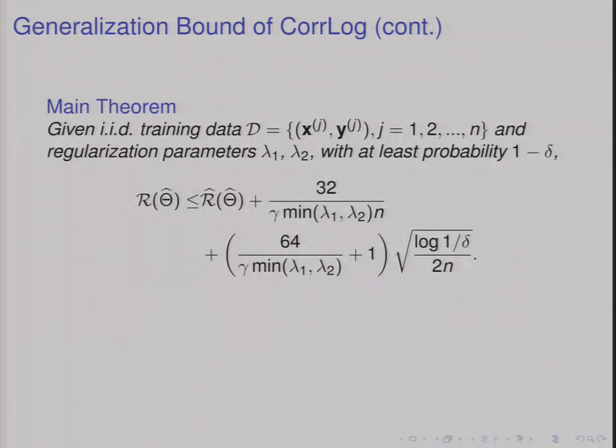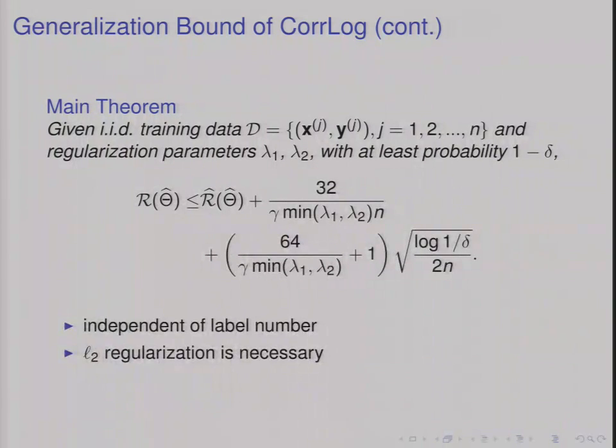On this result, we have two comments. The first comment is that the generalization bound is independent of the label number, but it does not mean the performance of CorrLog is independent of the label number, because there is also the empirical error. The empirical error can be very large if the number of labels increases.